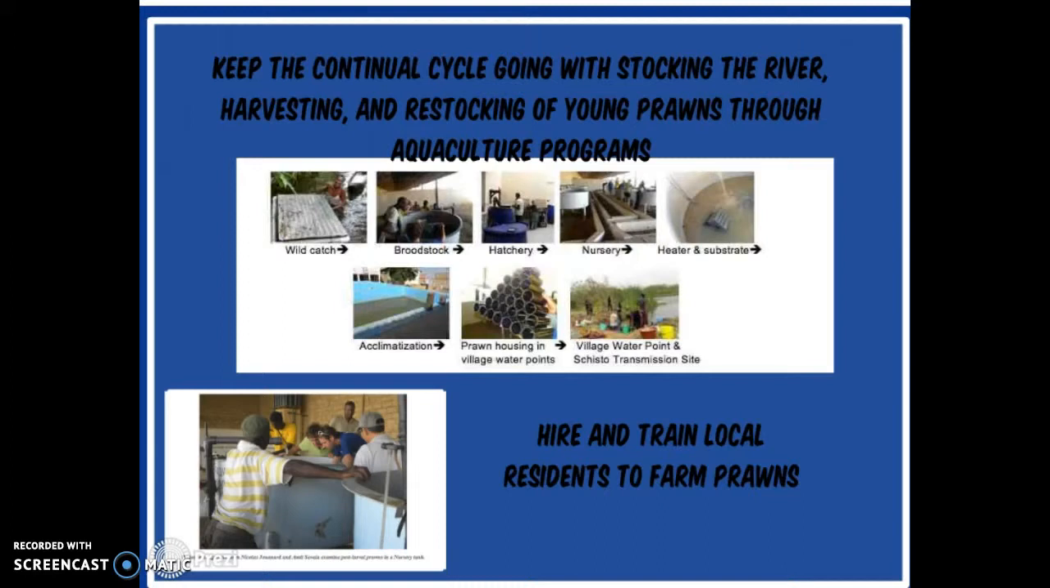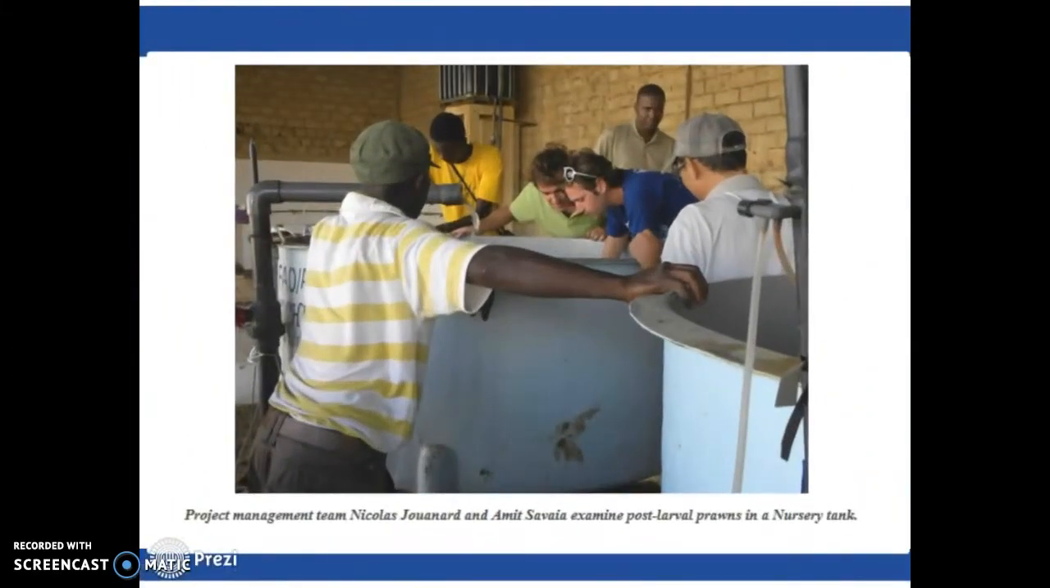One of the ways that this can be achieved is through the establishment of a continual cycle of stocking the river, harvesting the prawns, and raising young prawns through an aquaculture program. Here is a picture of a tank holding young prawns as they grow large enough to be transferred to the river in order to do their job. Part of this process will be to hire and train local residents to farm prawns for restocking the river.